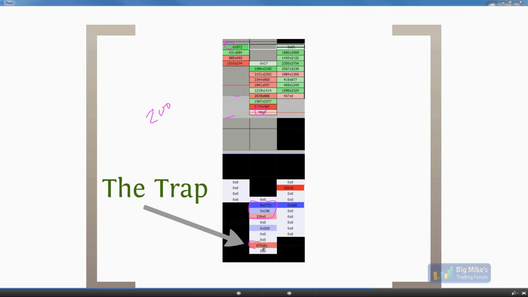See this big 675 lot? He comes in and he aggressively sells. That's Big Mike. And unfortunately, Mike took it on the chin in this trade. He sold 675 and it won't go lower. What do you think Mike is doing, or anybody else who just sold 675 into the bid and it won't go lower?